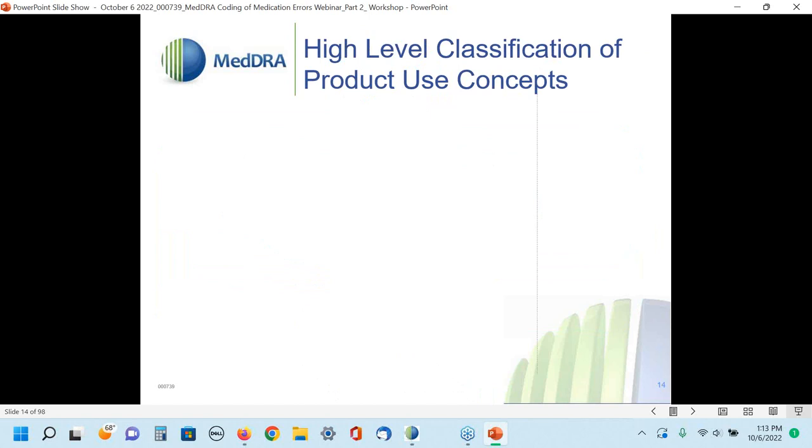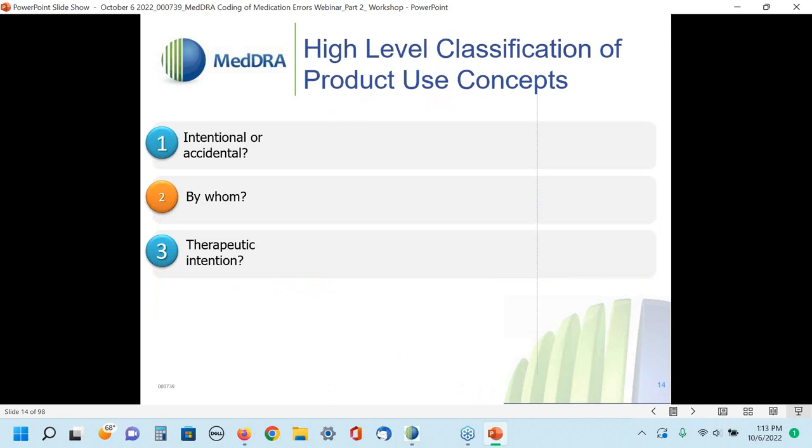Okay, we also talked about a very handy tool that was developed based upon the language that's in the PTC companion document related to medication errors. There are three important questions that one needs to ask and get some answer to in evaluating these kinds of cases. One is to determine, first of all, whether it is clear that this was an intentional act or was it accidental. Second, who committed that act? And third, was there a therapeutic intention in what was done?